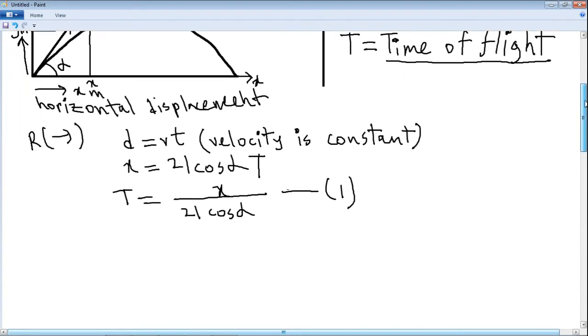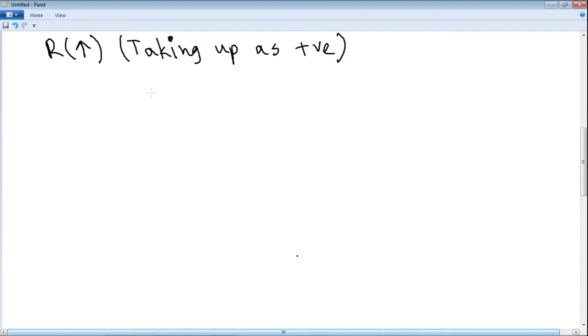Now let us resolve vertically. We need to take one of the directions as positive. I am taking upward as positive. You may take downward as positive; it's up to yourself. Now let us do some calculation.